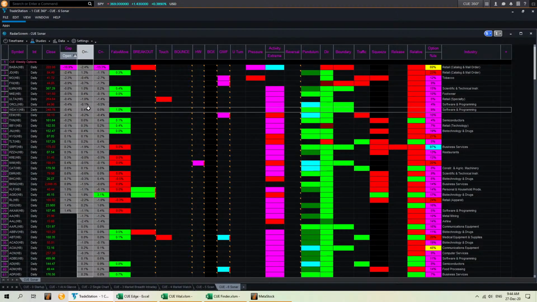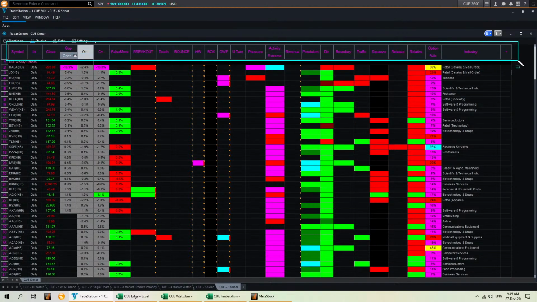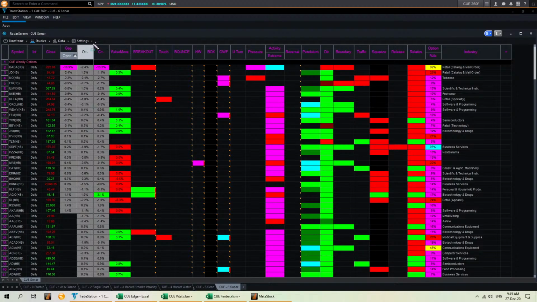The next column, O plus minus, O is for open. To fit all the signals on one screen, QRadar uses shorthand for some of the column headers. So O plus minus is actually change from open. O is for open, so change from open plus or minus. And C plus minus is change from previous close, positive or negative.